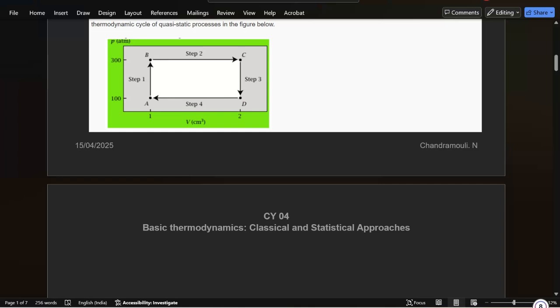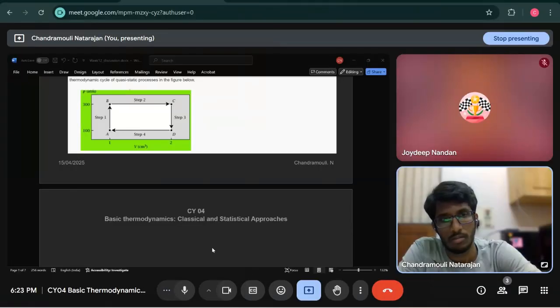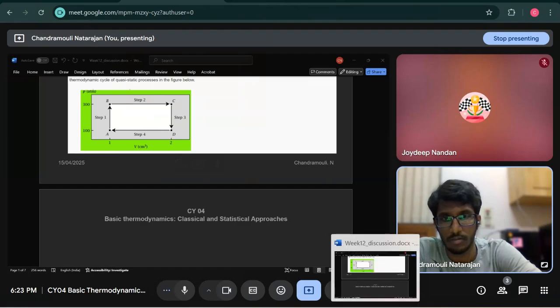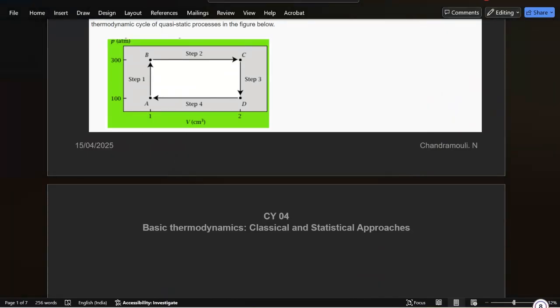Can you tell me the work done formula? W equal to F into d, that's force into displacement, correct? But in terms of thermodynamics, with pressure and volume, what's the work done? Minus PdV, right? Or minus P delta V, whichever way.